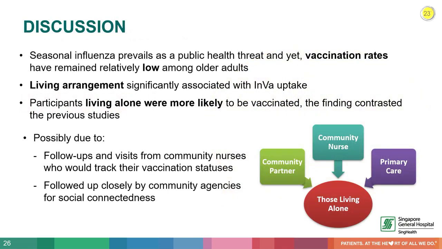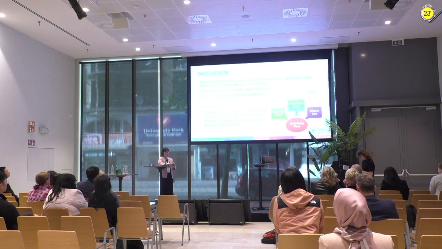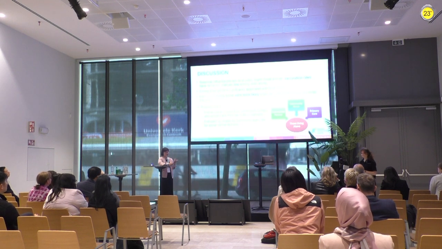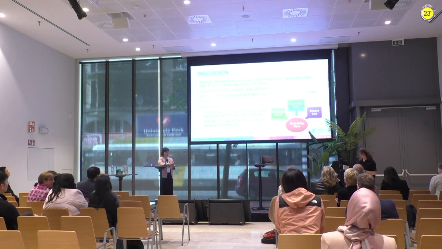So based on all these findings, we know that influenza prevails as a public health threat, and yet our vaccination rate remained relatively low among our older adults. We know that living arrangement is significantly associated with vaccine uptake. Participants living alone were more likely to get vaccinated. The reason we explored is likely due to the close follow-up and visits by either community nurses or community agencies for social connectedness.